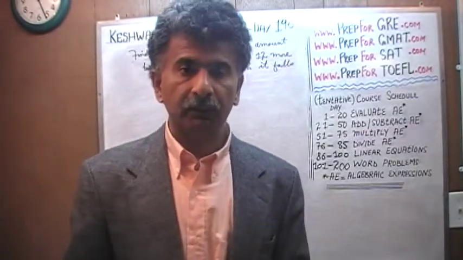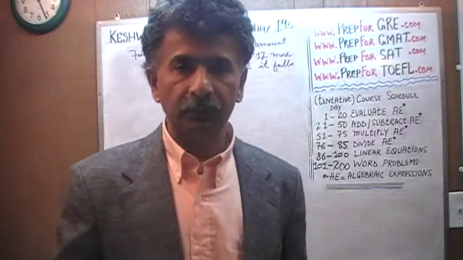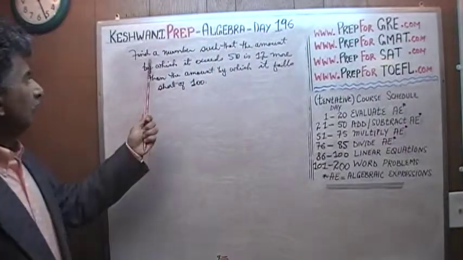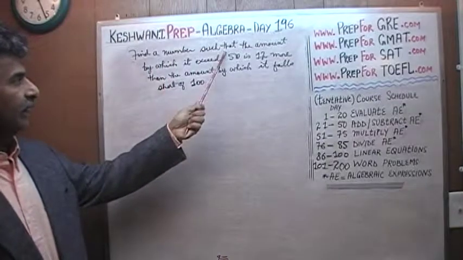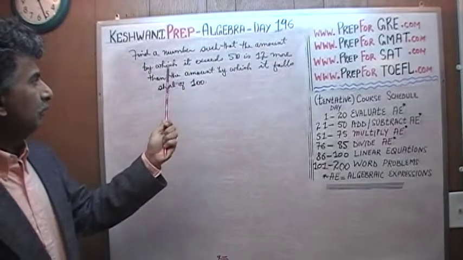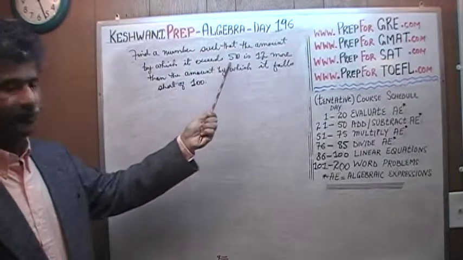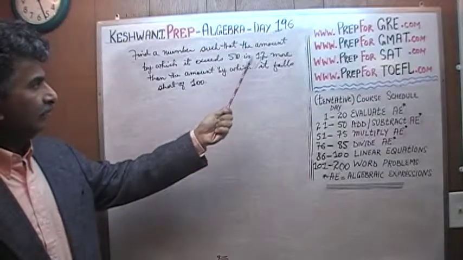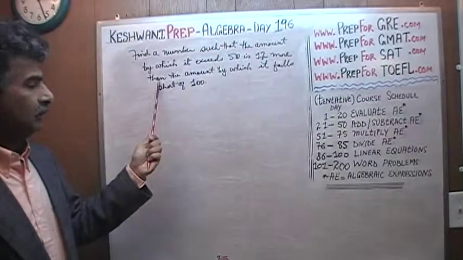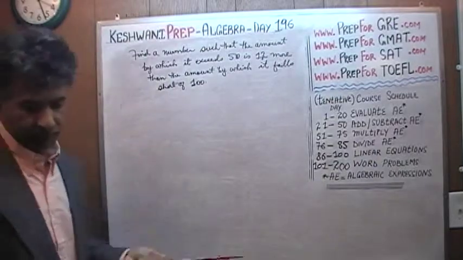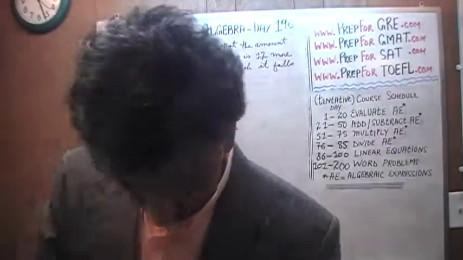The problem for today is already on the blackboard. I'm going to read it to you. It says, find a number such that the amount by which it exceeds 50 is 12 more than the amount by which it falls short of 100. That's all. So we have to find that number.